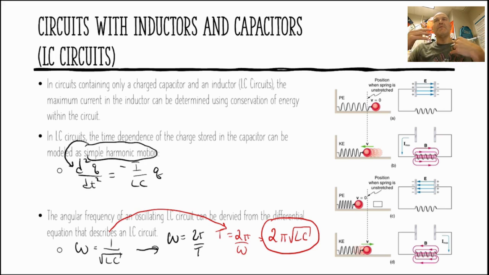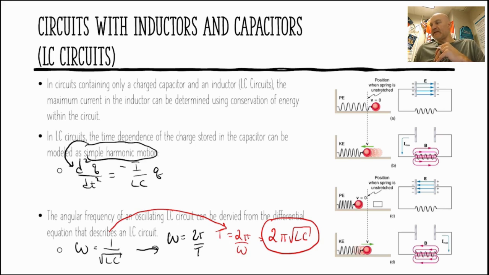So it's the same thing. We store some charge on the capacitor. Once the capacitor is fully charged, it sends the current into the inductor. The inductor does its work, and then passes the current back to recharge the capacitor, and the capacitor does the same thing. It just goes back and forth over this time period.